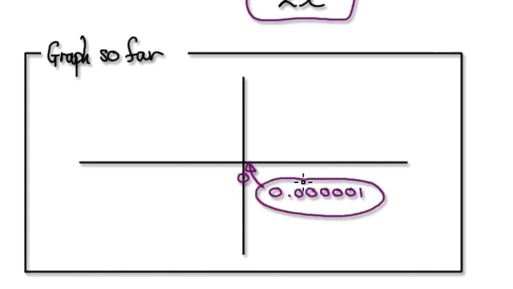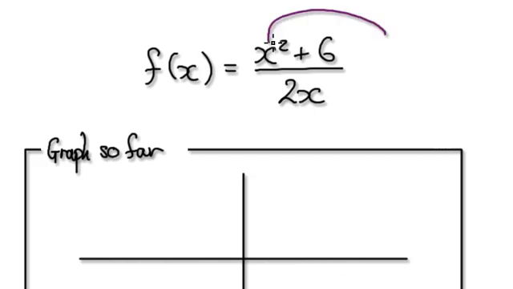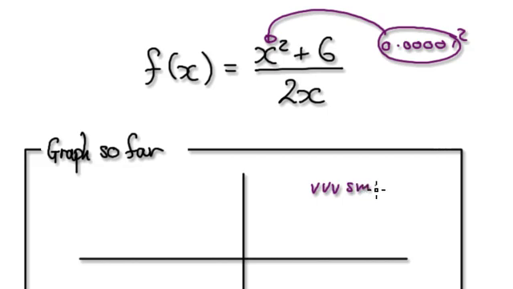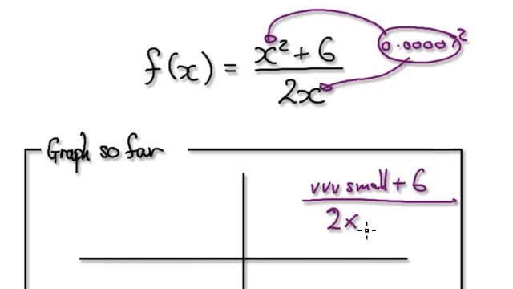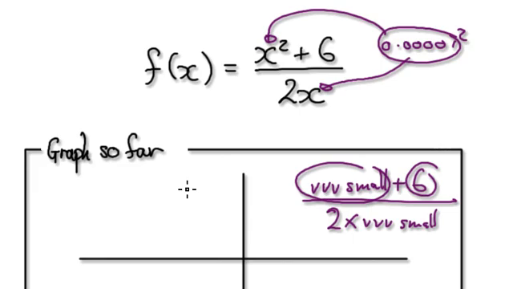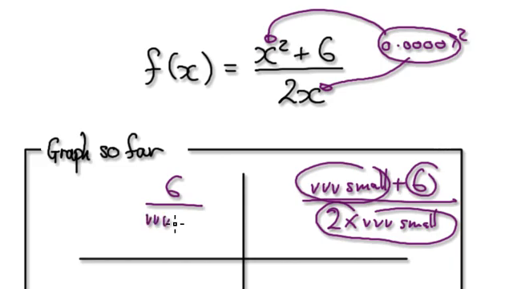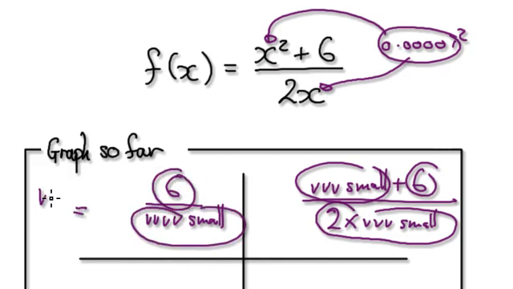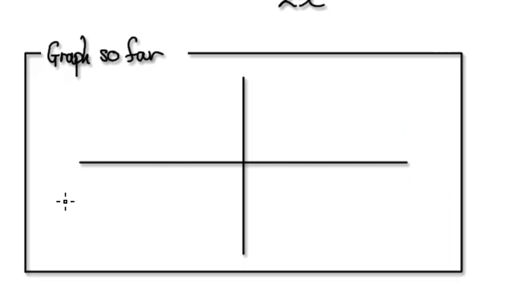So let's put this into our function. If we put a really small number in there, just to the right, when you square it, it would be very, very small, and then you add 6. Then put this number into the denominator: 2 times a very, very small number. A very, very small number plus 6, we can just consider to be 6. And 2 times a very, very small number is a very, very small number. So now you've got 6 divided by a very, very small number. That will equal a very, very big, positive number. So looking at your graph, you know it's going to do something like this. It's going to be very, very big.